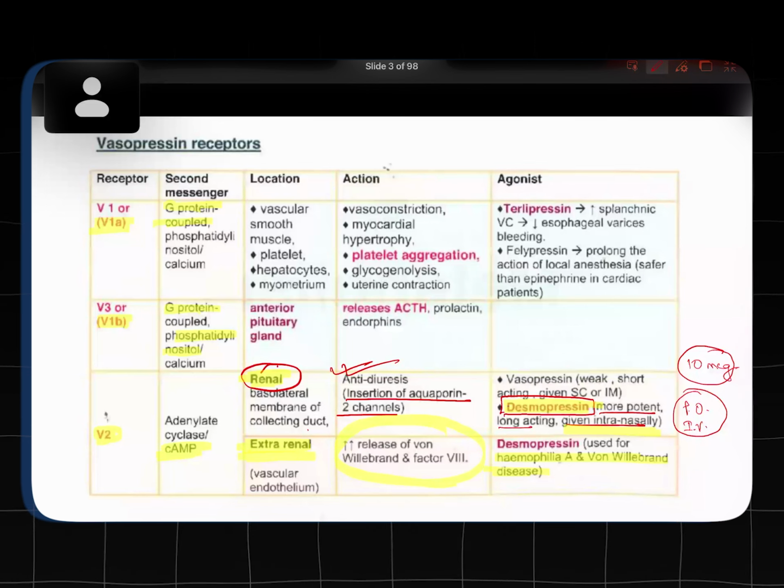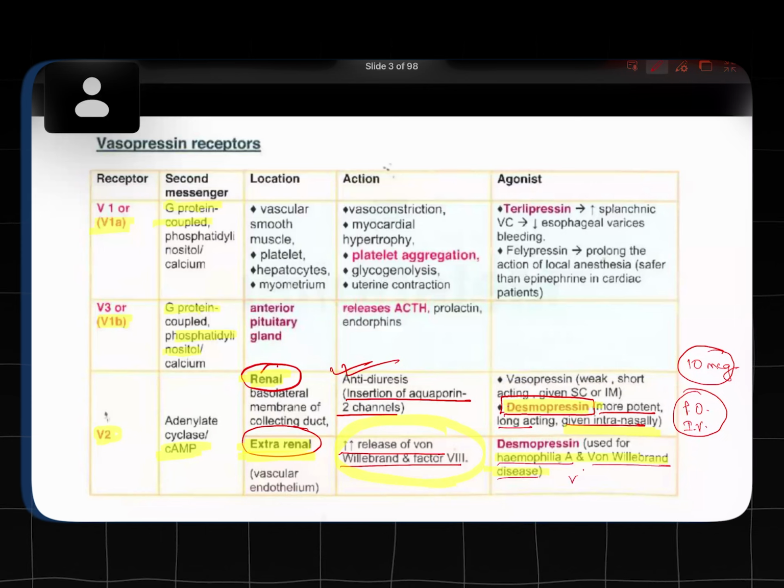We also have an extrarenal component, that is associated with release of von Willebrand factor and factor 8, and it is used for treatment of hemophilia A and VWD. I mean, VWD and hemophilia.